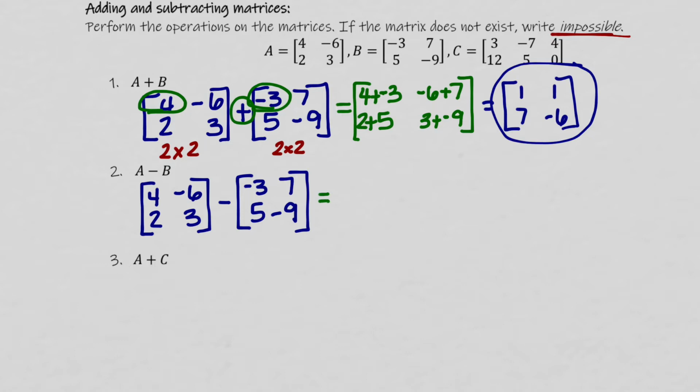So I take the corresponding parts. The 4 and the negative 3 are in the corresponding position, first column, first row, and the symbol in between is minus. So when I'm doing this, I'll have a 4 minus negative 3. And that's not showing up very well, sorry about that. Underneath it will be a 2 minus 5. Second column is a negative 6 minus 7. Underneath it is 3 minus negative 9.